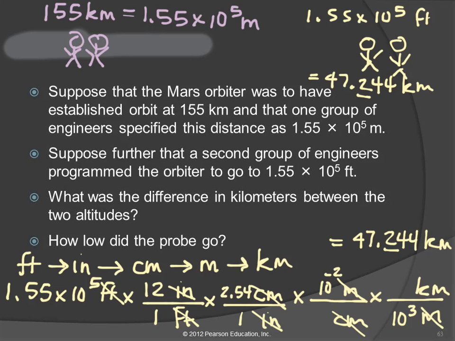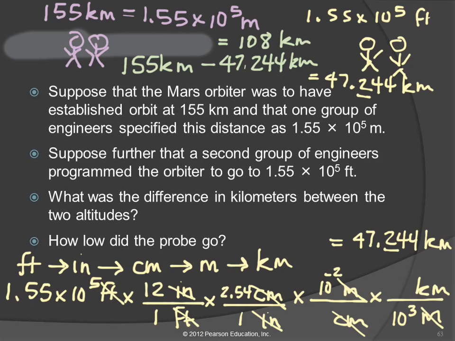So what's the difference in kilometers between these two measurements? Well, it's 155 kilometers, yeah, it's 107, minus the 47.244 kilometers. And it ends up being, it'll actually round to 108 kilometers. Because 155 has uncertainty in the ones place, and this one had uncertainty in the tenths place, so our answer should have uncertainty in the ones place. And it was 107.7, I think, or something. So it rounds up to 108.